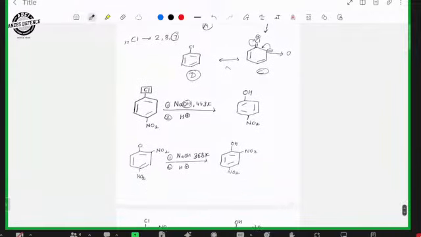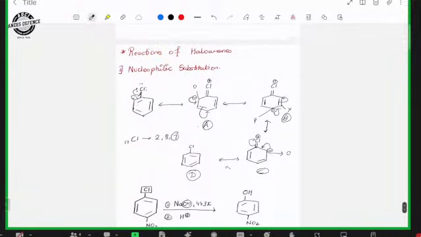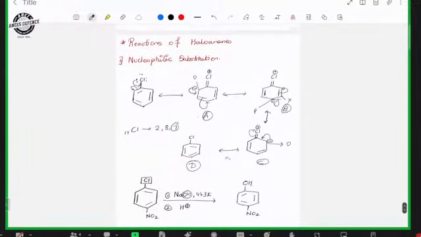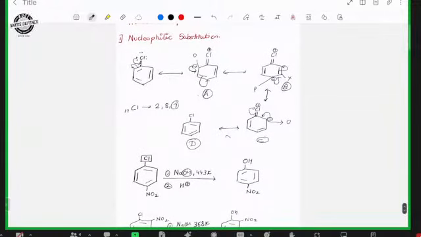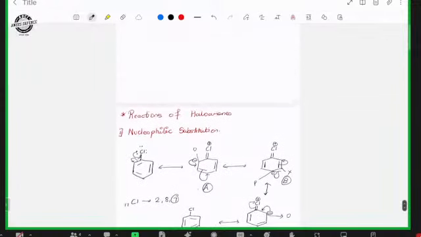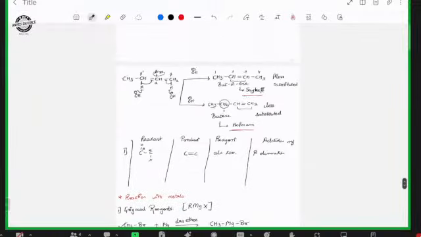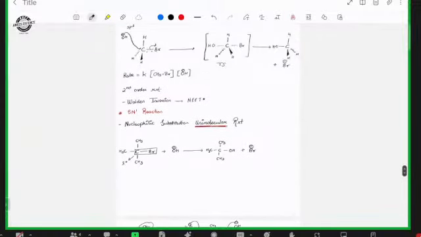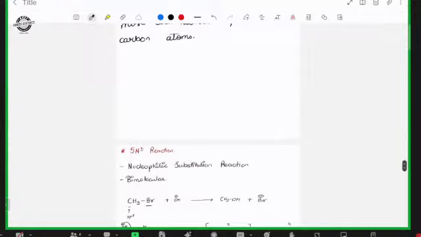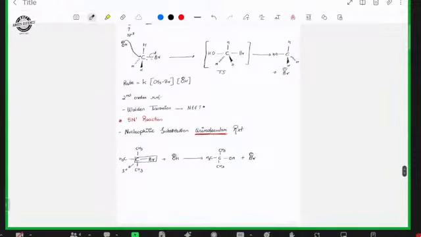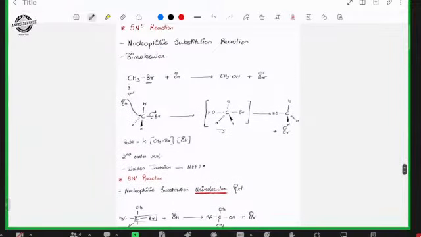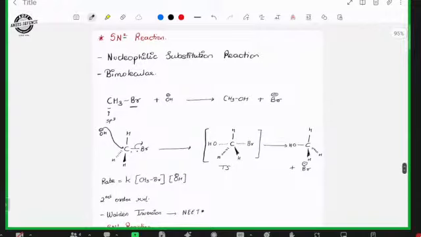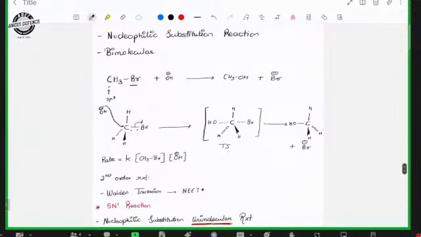Okay. So, very good morning, everyone. Let us continue with this chapter, that is Haloalkane and Haloarene. Before that, in the last lecture, we saw two types of reaction, that is SN2 and SN1. Why is it known as a nucleophilic bimolecular reaction? Why is it known as a unimolecular reaction?